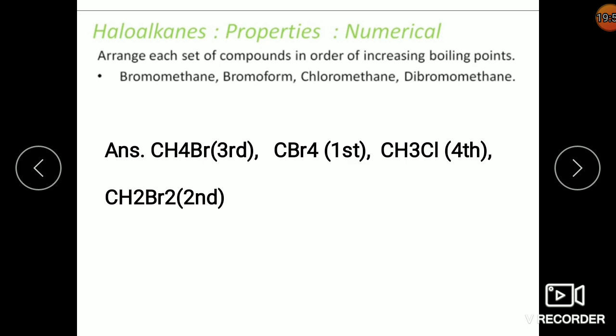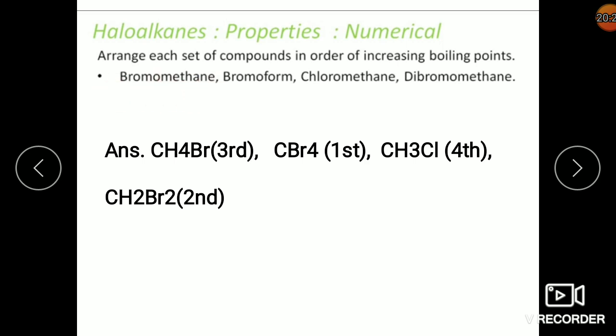One numerical, let's solve it. You are given: arrange each set of compounds in order of increasing boiling point. You are given bromomethane, bromoform, chloromethane, dibromomethane. So we know how boiling point changes, or how it depends on the molecule given. It depends on the molar mass of the molecule.